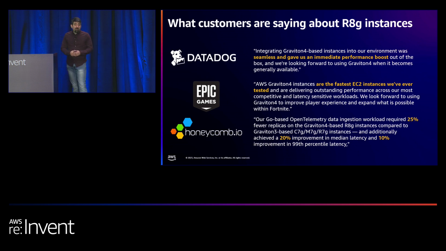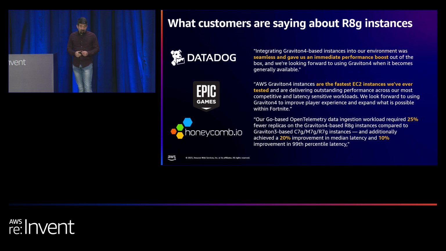The first customer is Datadog. Datadog is an observability and security platform. They have tens of thousands of EC2 instances, and today around 50% of those run on Graviton. They report that it was seamless to move to Graviton 4, and they saw an immediate performance boost. Epic Games is the maker of Fortnite, and they said that the Graviton 4 instances are the fastest EC2 instances we've ever tested, and look forward to how Graviton 4 will improve the Fortnite experience.